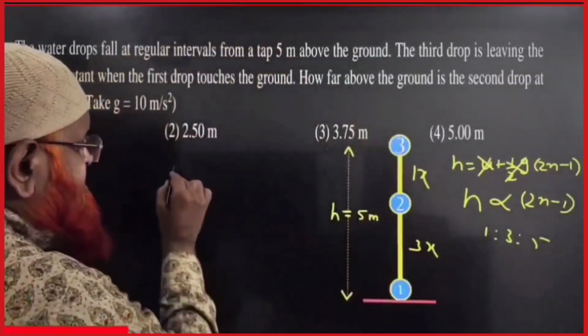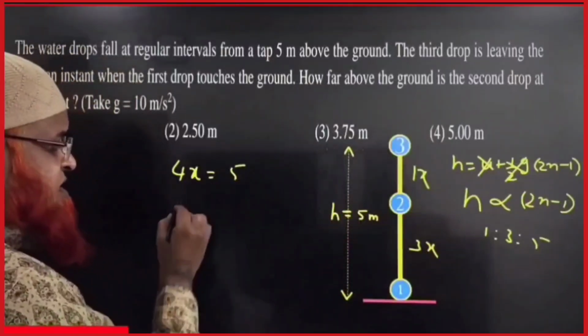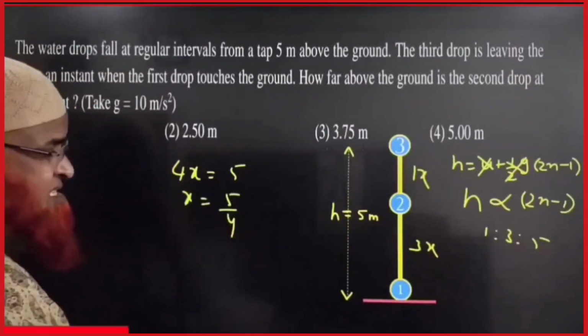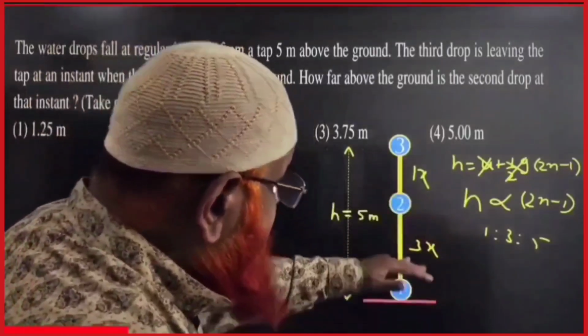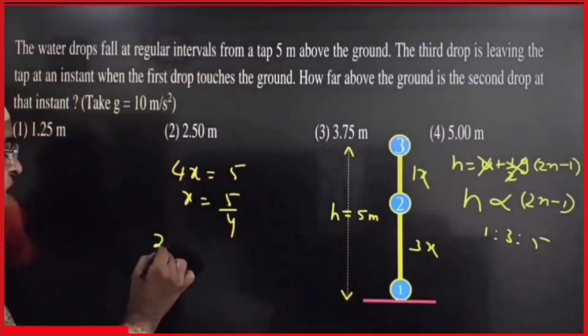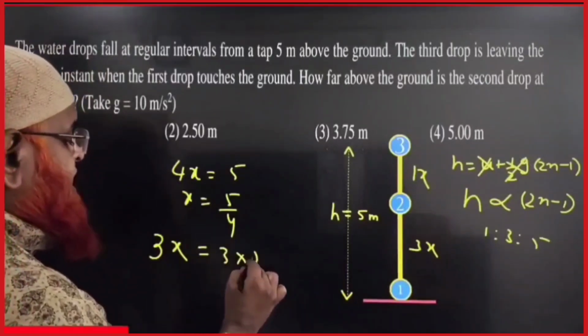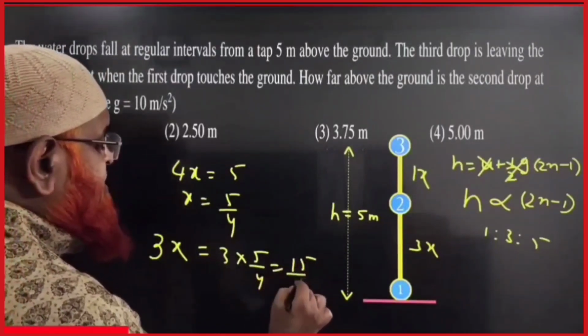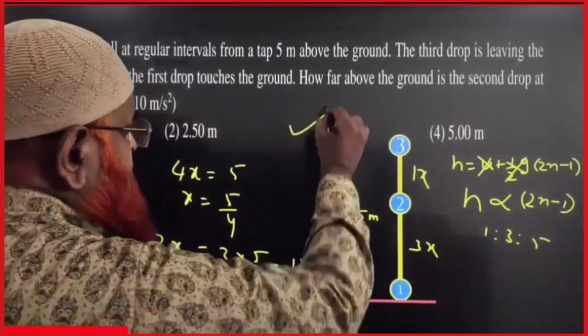So the total distance is taken as 4x, and the total distance given as height h is 5 meters. So x equal to 5 by 4 is the value here. The distance of the second drop from the ground is taken as 3x. So this is equal to 3 into 5 by 4, which is nothing but 15 by 4, which is going to be 3.75 meters. That is your answer.